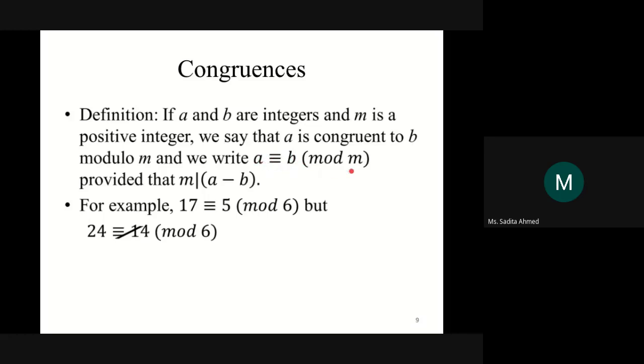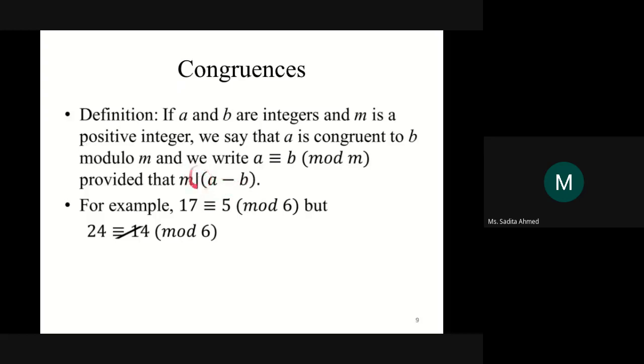And what does that mean? It means that the positive integer m can divide a minus b. To say that a is congruent to b mod m means that m can divide a minus b. And when we say divide, we are using the vertical bar symbol here. m divides a minus b, such that the result will be what, guys?